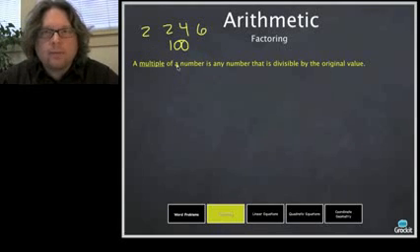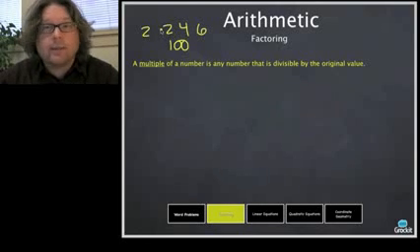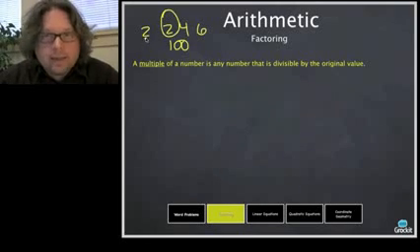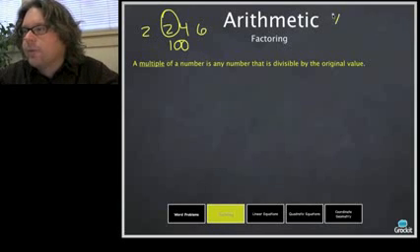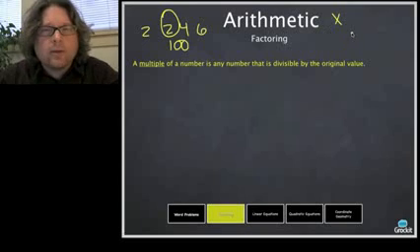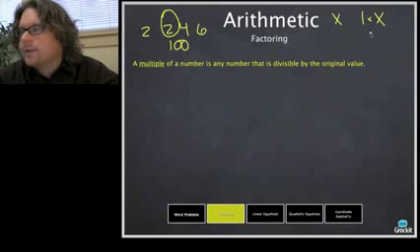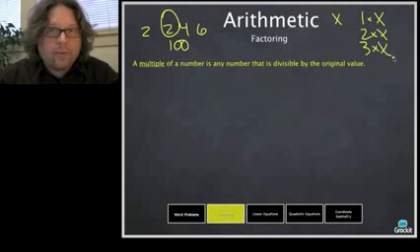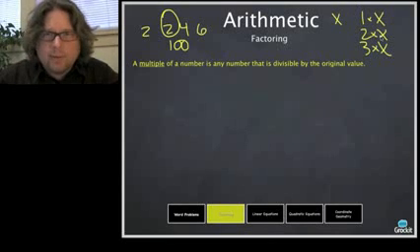So multiples are having one or more of the original number. It's important to remember that 2 is itself a multiple of 2. Another way to think about it is, let's say you have your original number, which is x. The multiples of x are 1 times x, 2 times x, 3 times x, onward to infinity. Any number times x is a multiple of x.